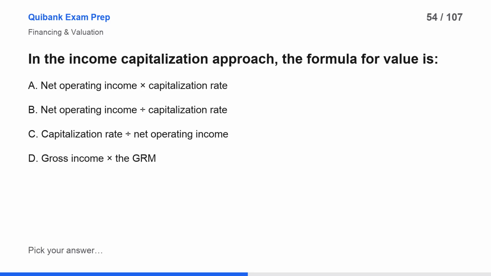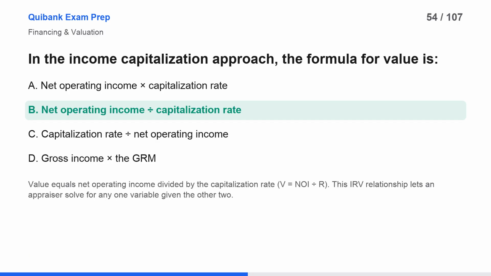Question 54. In the income capitalization approach, the formula for value is A. Net operating income times capitalization rate. B. Net operating income divided by capitalization rate. C. Capitalization rate divided by net operating income. D. Gross income times the GRM. The answer is B. Net operating income divided by capitalization rate. Value equals net operating income divided by the capitalization rate, V equals NOI divided by R.